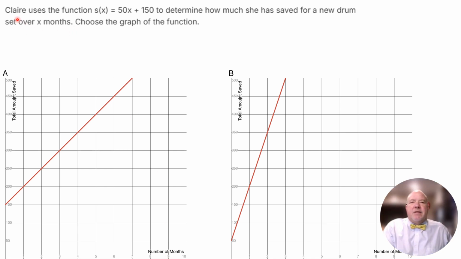So the question says Claire uses this function 50x plus 150 to determine how much she has saved for a new drum set over X months. Choose the graph of the function.